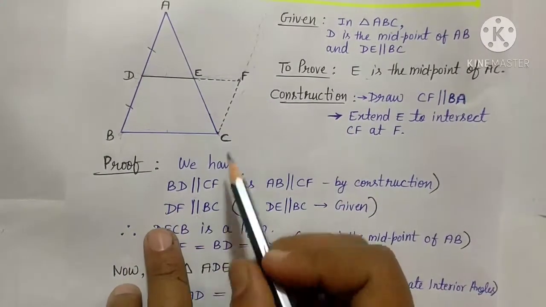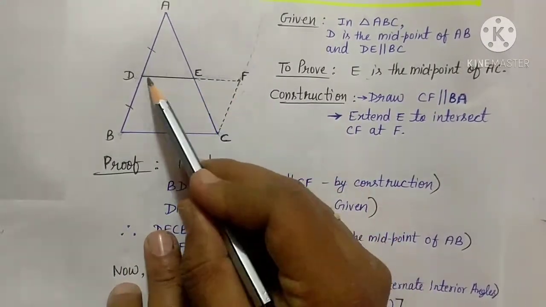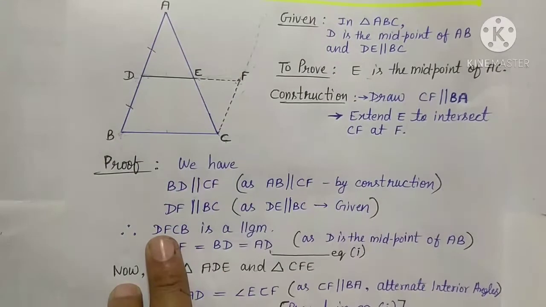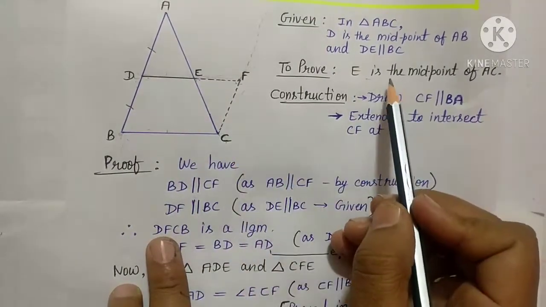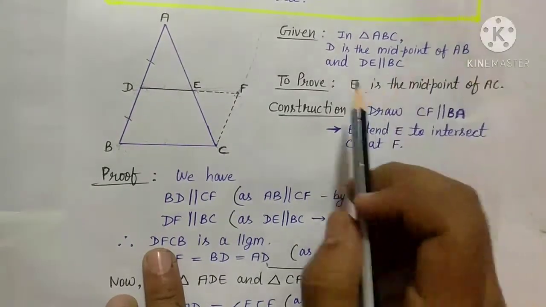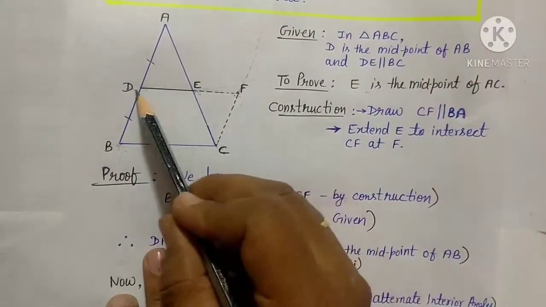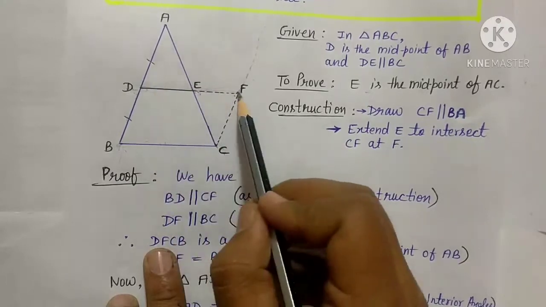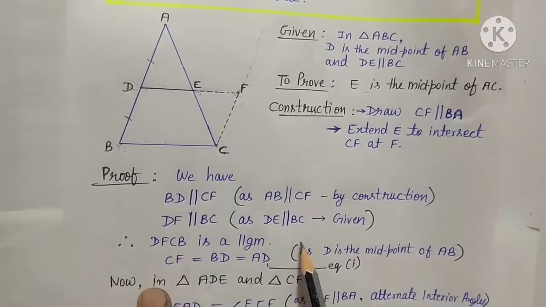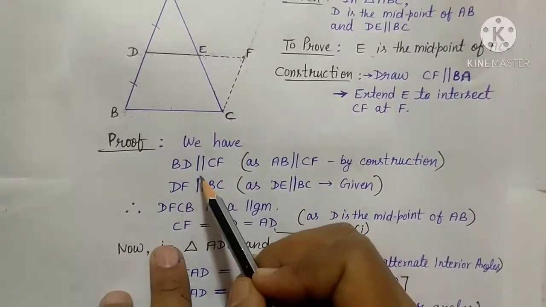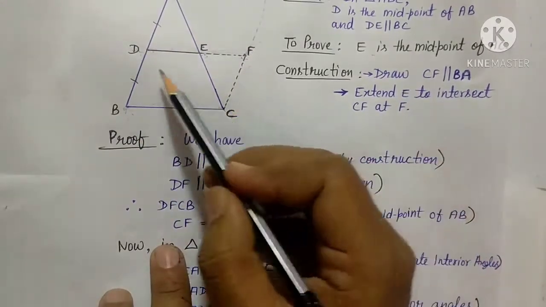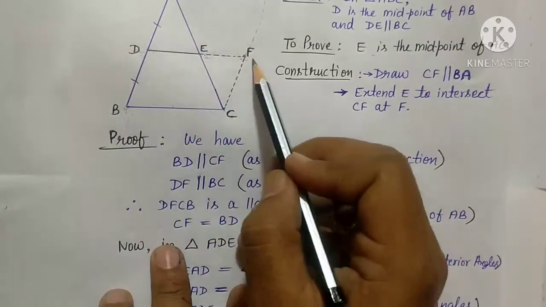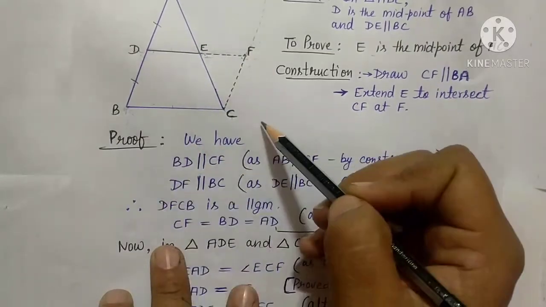Now DF is parallel to BC. Why? Because DE is parallel to BC, it was already given, and we are just extending it more. So DF is also parallel to BC. Now BD is parallel to CF, and DF is also parallel to BC.